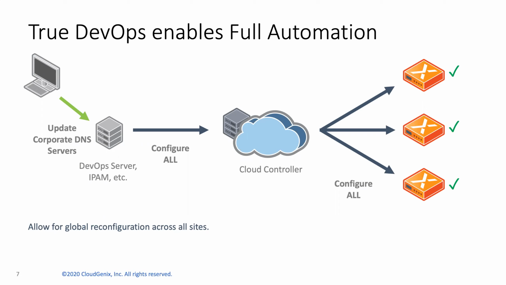With this, we're able to push this configuration out to, in this case, a corporate DNS server, out to the DevOps server, and push that configuration to the cloud controller and update all of those devices, shortening the time that it takes, and again, reducing that chance of human error.